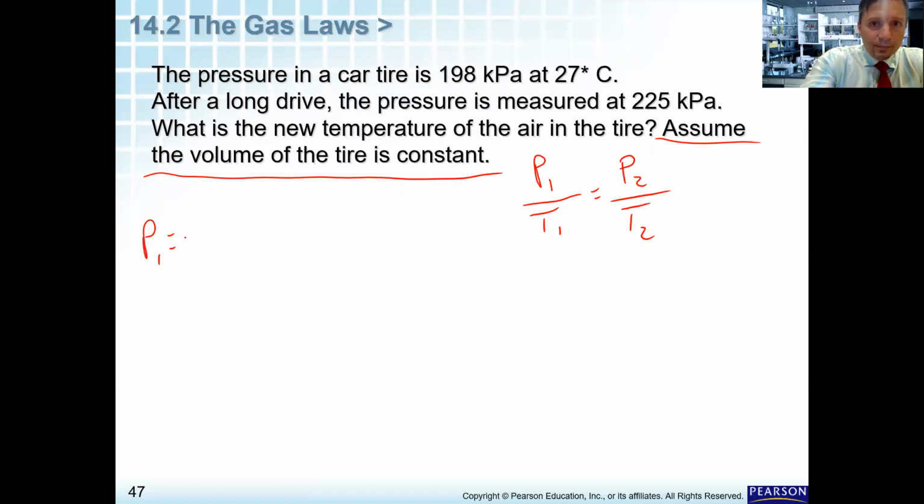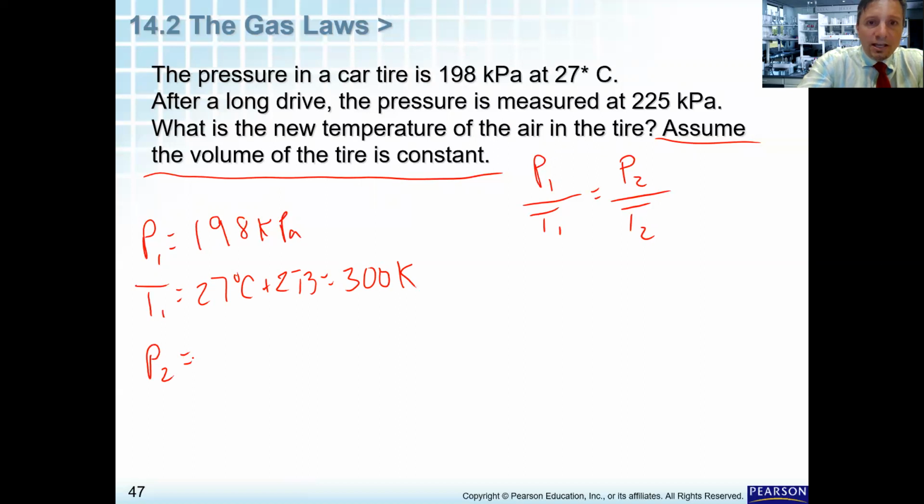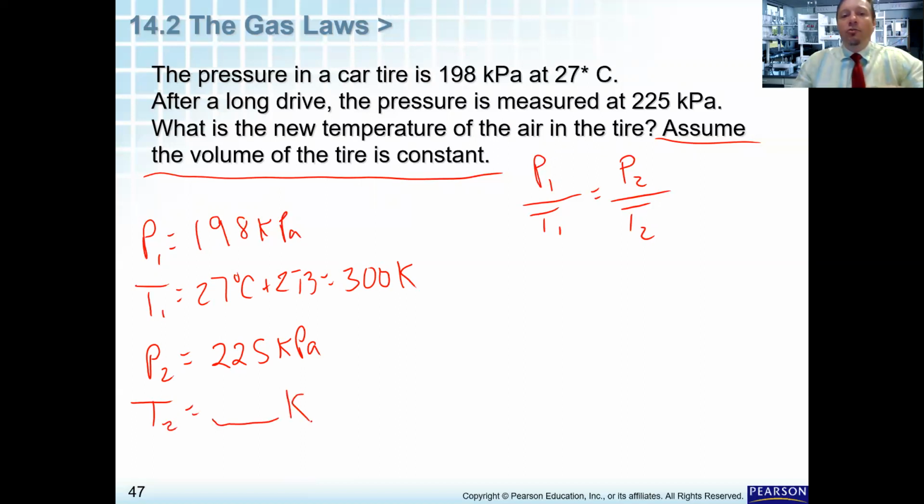So now I'm going to come over here. My pressure 1 is 198 kilopascals. My temperature 1 equals 27 degrees Celsius plus 273 equals 300 Kelvin. Then my pressure 2 equals, it was measured at 225 kilopascals, and it's wanting to know the secondary temperature in Kelvin. And we can convert that back to Celsius so we have a nice comparison.